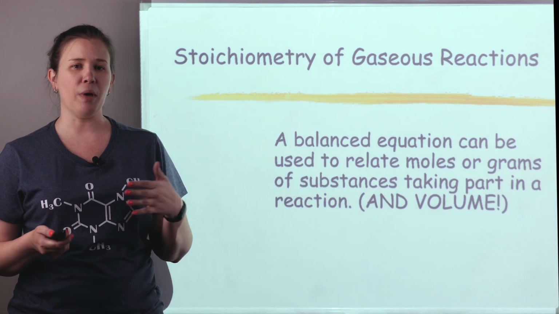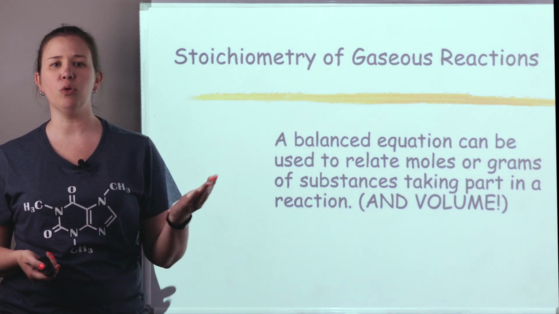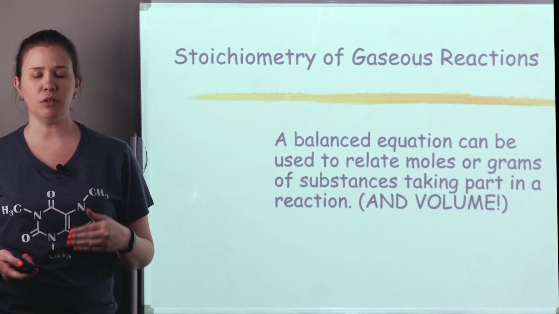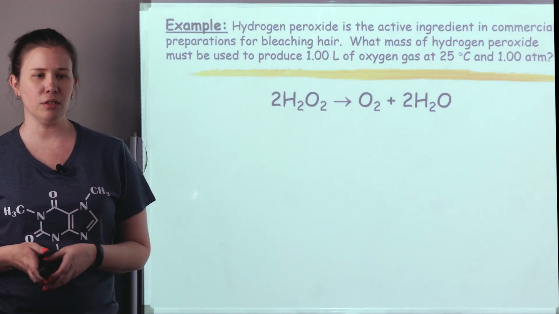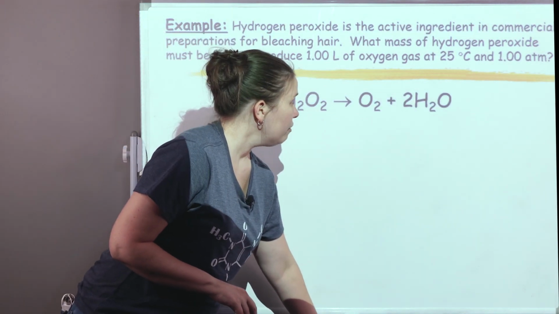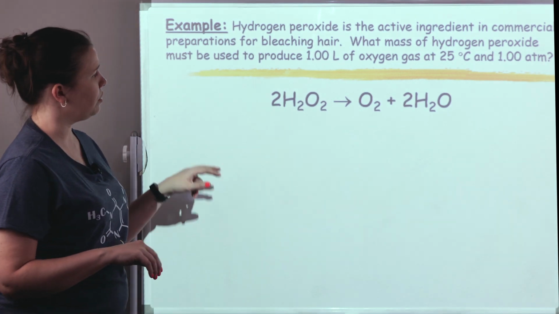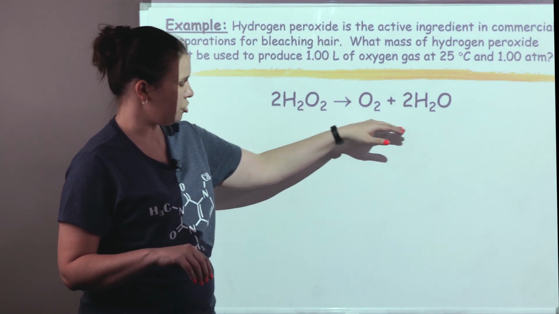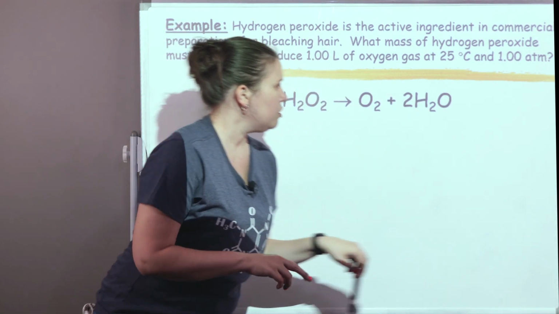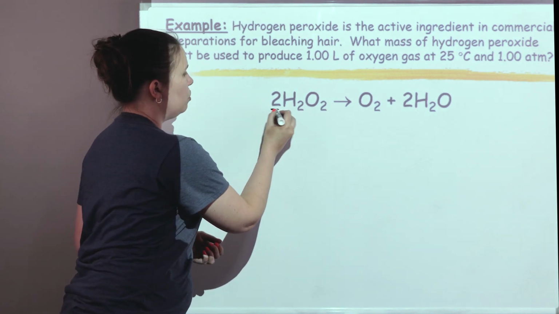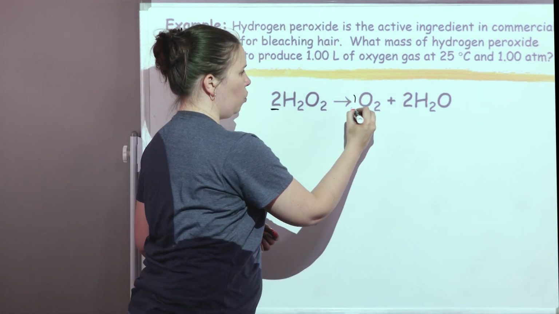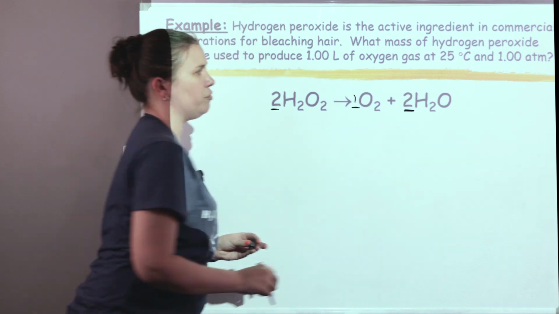We can still use those balanced equations in order to come up with mole ratios, but we can also look at the role volume will play. So let's look at an example. Here we have hydrogen peroxide in a reaction where it breaks down into oxygen gas and water. Notice the mole ratios here. We have 2 moles of hydrogen peroxide, 1 mole of oxygen, and 2 moles of water.